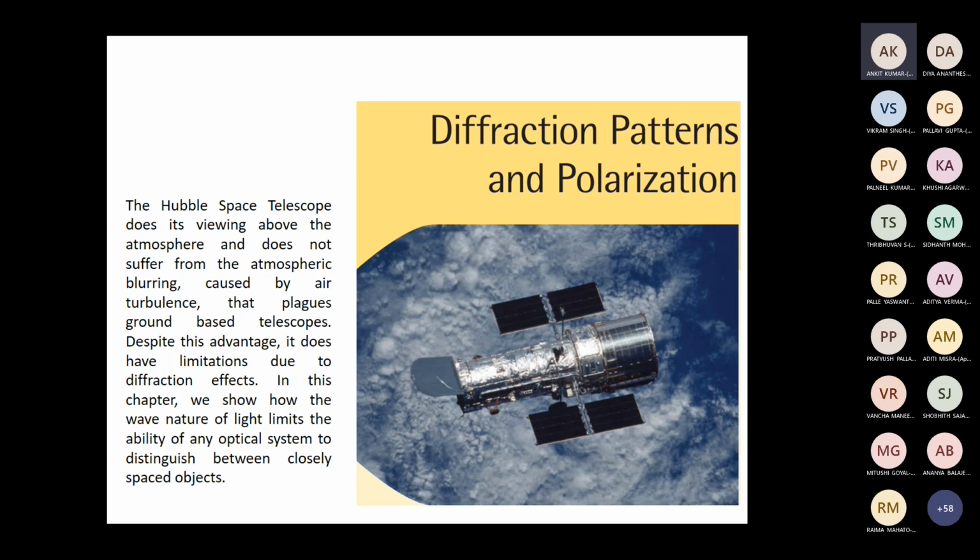In this chapter, we will see how the wave nature of light limits the ability of any optical system to distinguish between two closely spaced objects. For any optical system, we can't eliminate the diffraction effects completely, but we can reduce them to a certain extent by modifying certain parameters. We are going to see those things in this particular chapter.